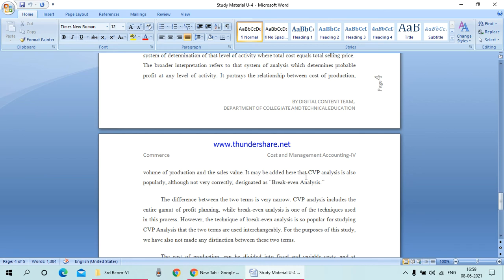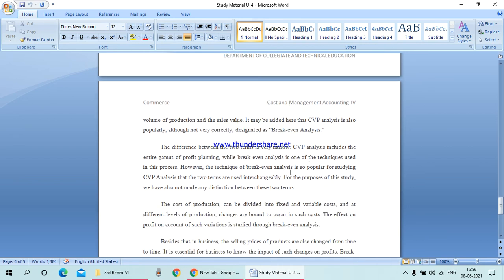It may be added here that cost volume profit analysis is also popularly, although not very correctly, designated as break-even analysis. The difference between the two terms is very narrow. Cost volume profit analysis includes the entire gamut of profit planning, while break-even analysis is one of the techniques used in this process. However, the technique of break-even analysis is so popular for studying cost volume profit analysis that the two terms are used interchangeably for the purpose of this study. We have also not made any distinction between these two.